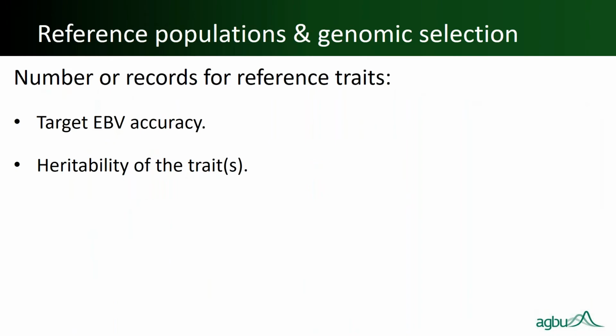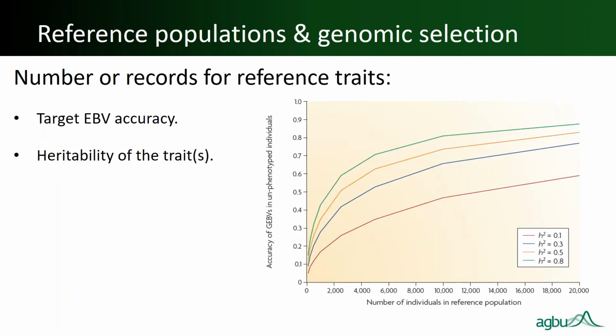One of the really important questions that we wrestle with as we develop these reference population projects is how many animals we have to record to achieve a target level of accuracy. That's a function of both how much accuracy we want to get out and the heritability of the traits involved. And we can't talk about any subject around these reference populations without referring to this graph.